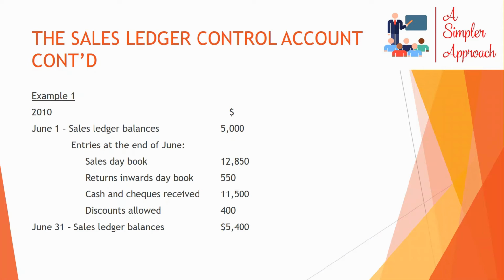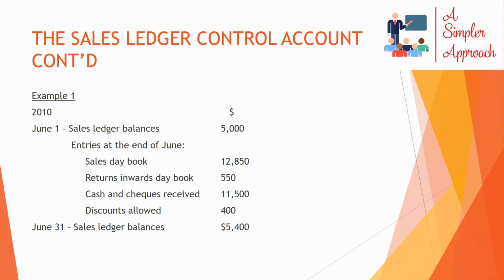Here we have sales ledger balances of 5,000, and remember this represents the sum total of all the balances of our debtors. We have the sales day book 12,850, and remember sales day book is the same thing as the sales journal. We have returns inwards 550, cash and the checks received from our debtors 11,500, discounts allowed 400, and this now, look at this right here, this 5,400.